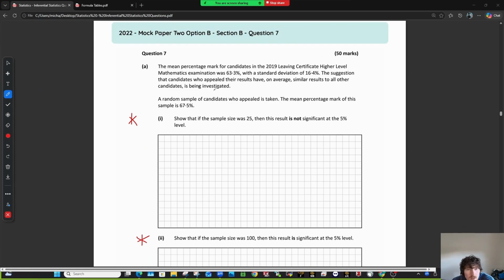The mean percentage mark for candidates from the 2019 Leaving Cert for maths was this, with that standard deviation. So there's a bit of spread.